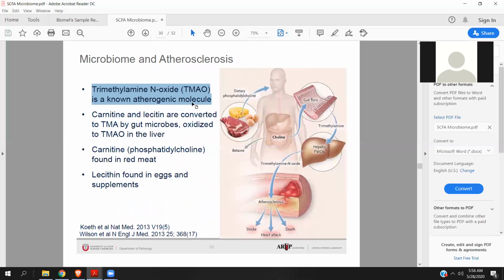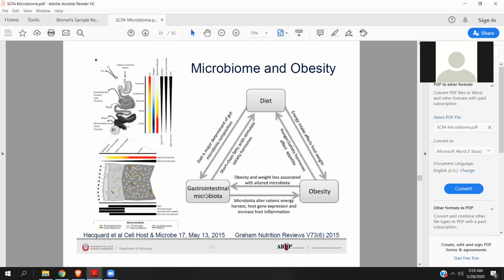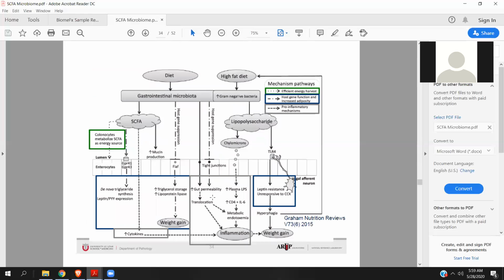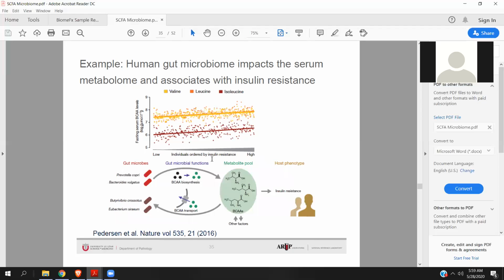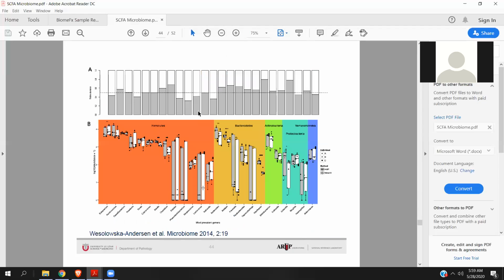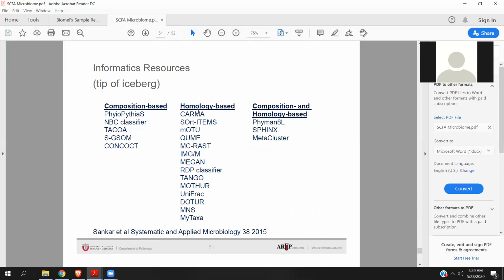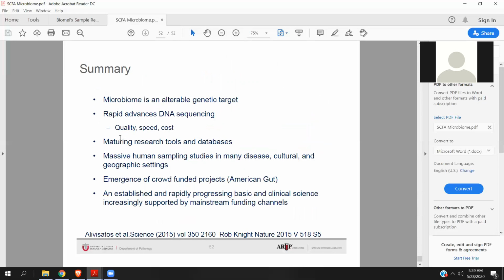We'll talk more about the TMAO in our presentation next week when we're talking about some of the updates in the new BiomeFX kit. Clostridium. And this is discussing the American Human Microbiome Project and the European MetaHIT. So it goes deeper into the technology and the metabolomics, and then it gives the summary here.